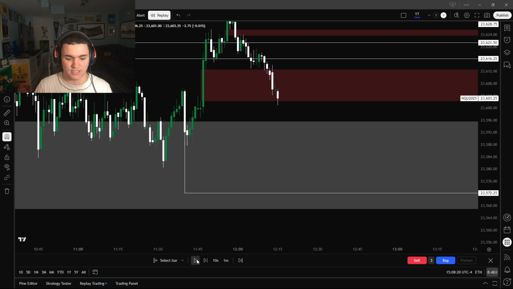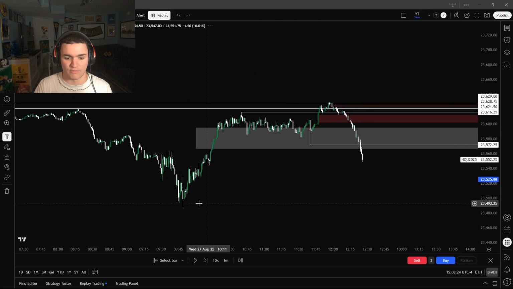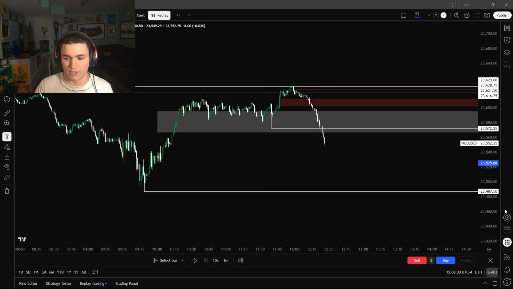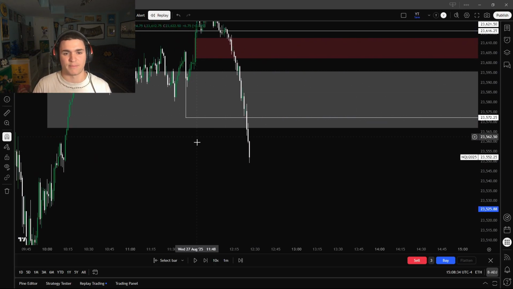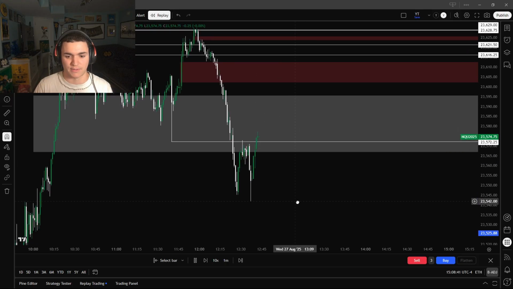That was my exit for the second play, and I held a few more to try to get to low of day right here, which was the ideal second target, but it never hit. Once we broke under this significantly, I just moved my stop on my remaining contracts to this exact level, and we end up getting stopped out of the runners right there, and we actually ended up kind of moving up.